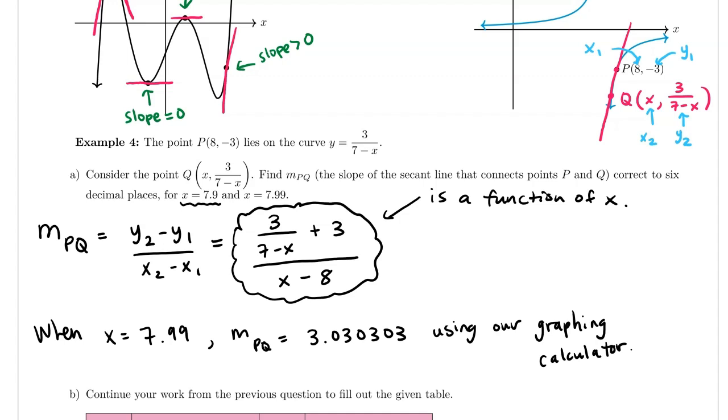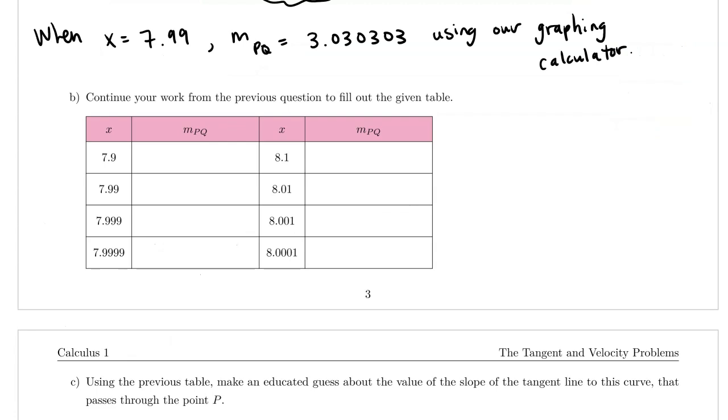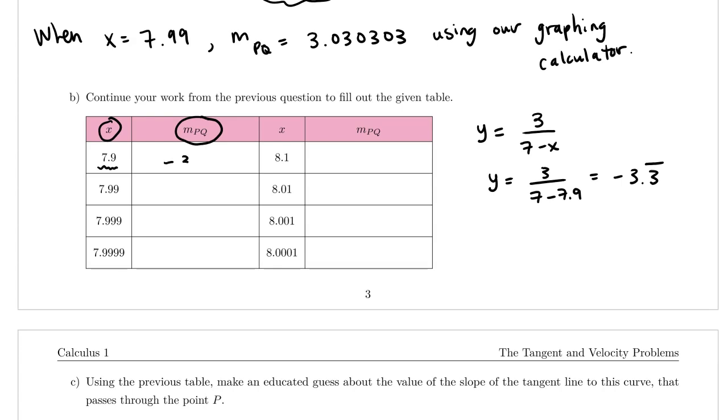Part B says continue your work from the previous question to fill out the given table. Okay, so notice here again, we're given an x value, and then we're asked to find the slope of the secant line. Sometimes students will get confused and they'll take this number and think, oh, I just need to plug that into my function, which was 3 over 7 minus x. So if I plugged in 7.9, that would be 3 over 7 minus 7.9, which we found earlier. And I think we said that was negative 3.3 repeating. So that's not what we want to put here.